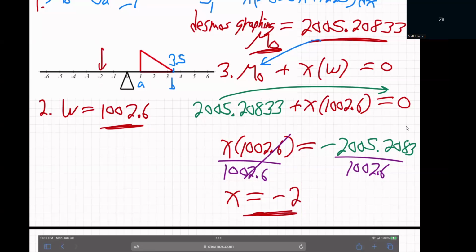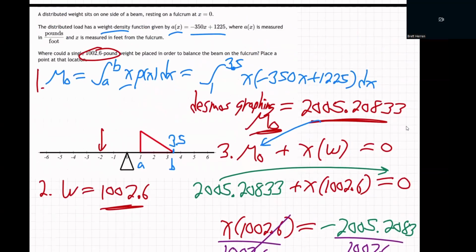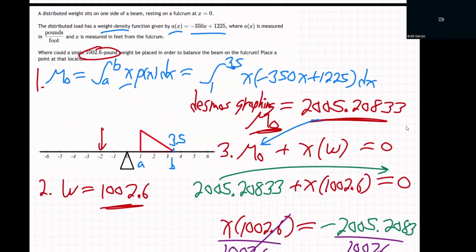So you should put that weight right there at negative 2. On the problem, you use a little device to put the weight right there. That's right where the 1,002.6 pound weight should be placed. And if so, that'll make the moment on the left and the moment of this triangle on the right balance right at zero. The fulcrum at zero will be balanced perfectly if you place this 1,002.6 pound weight right at negative 2. So that's how we bring balance to the moments.